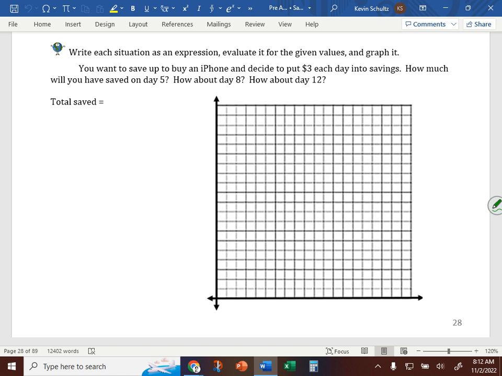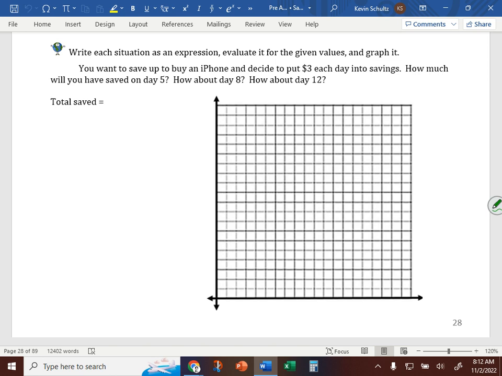At $3 per day, how would you calculate how much you have saved total on day 5, day 8, day 12? What would you do? Zoe? Exactly, right? To figure out how much you've saved on day 5, if you're putting away $3 per day after 5 days, that'd be 3 times 5, you got $15 saved. What would you do to figure out on day 8? Tristan? 24, 3 times 8. What did you do on day 12? Mia? 3 times 12, right?